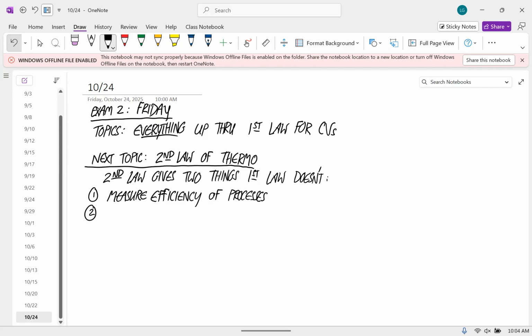The first law, if you think about conservation of mechanical energy from physics 1, has no ability to tell you what happens first and what happens second. The second law gives us that ability. So we can calculate the direction of processes.